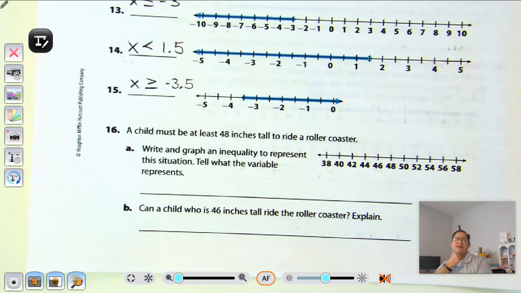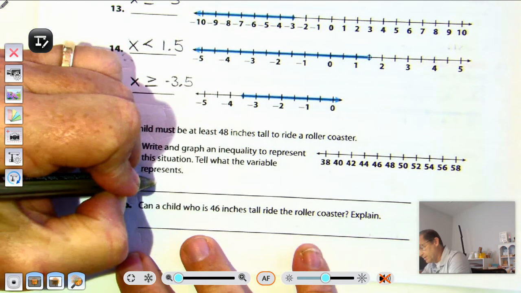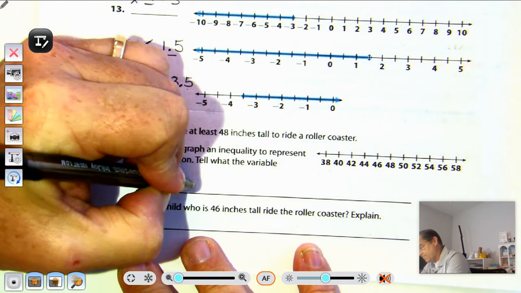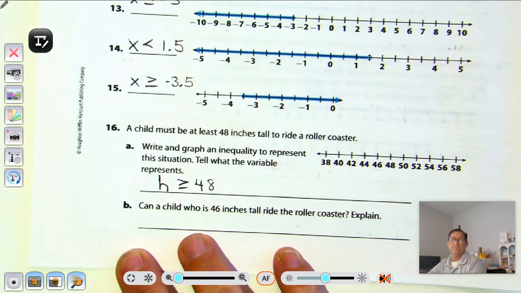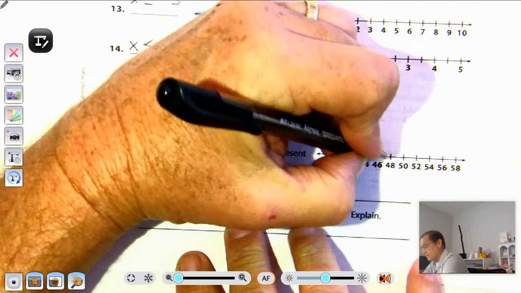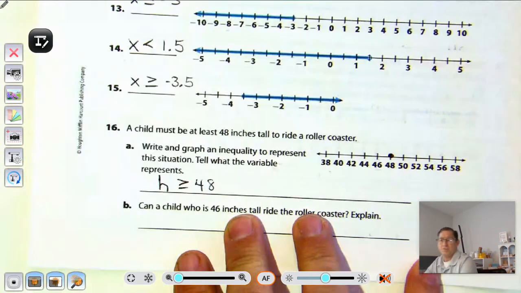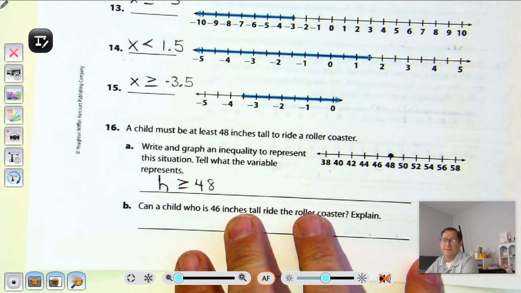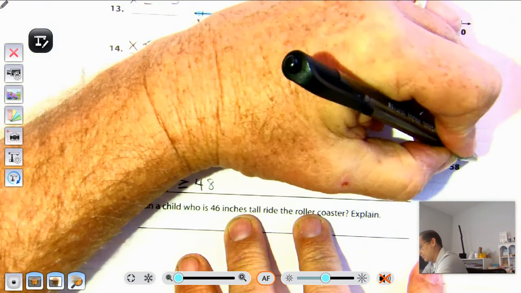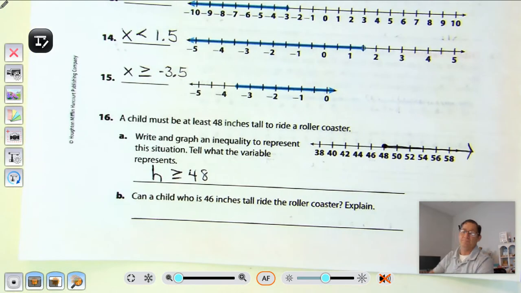16. A child must be at least 48 inches tall to ride a roller coaster. Write and graph an inequality to represent this situation. At least 48 inches tall. So the child could be 48 inches or taller. So the height of the child has to be greater than or equal to 48 inches. So we could have a solid circle at 48 because if the child is 48 inches, he or she can ride the roller coaster. And then everything to the right would be a true statement.